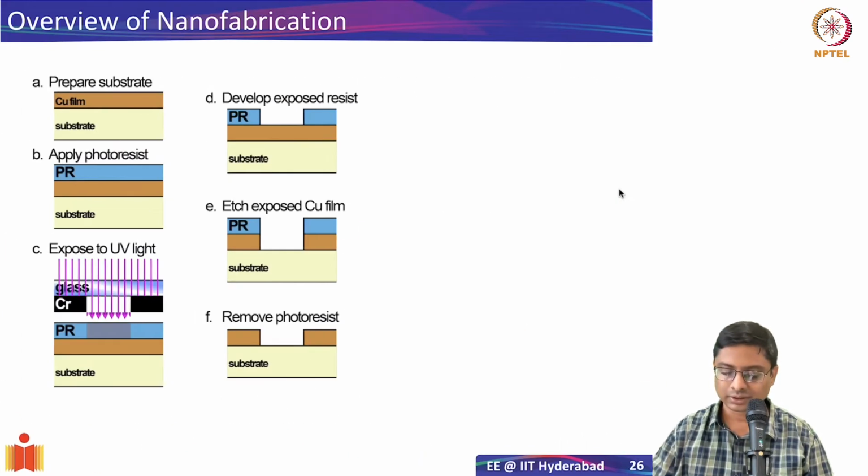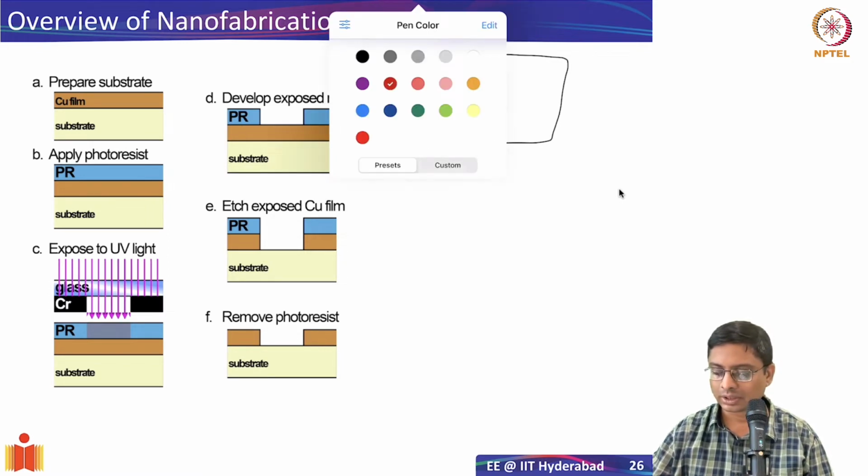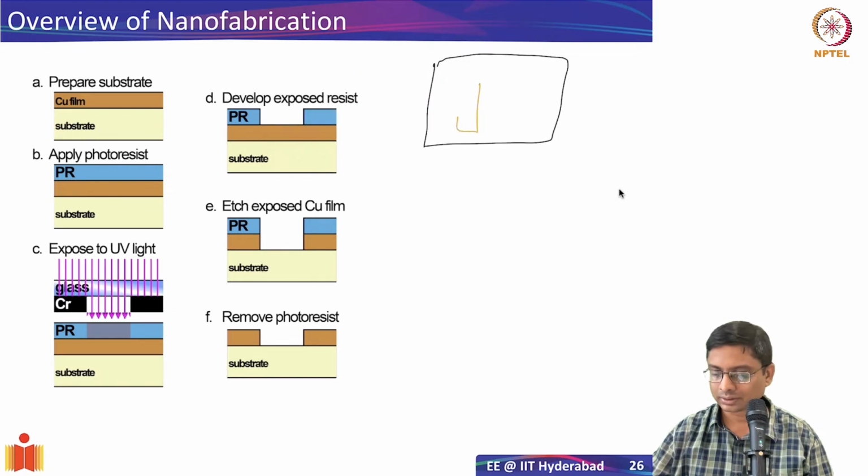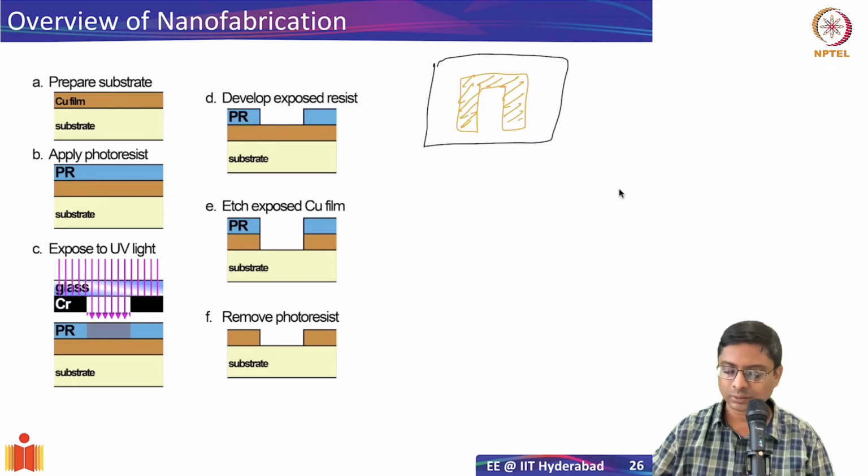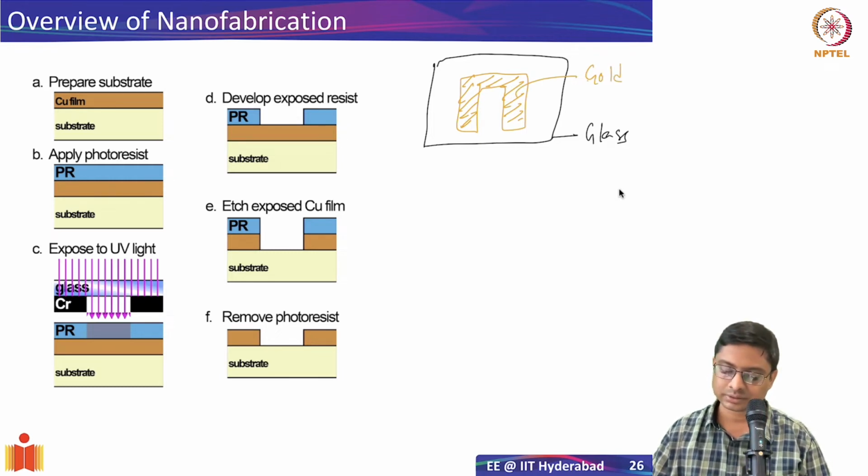So what I want is, let's say, a substrate. On that I want to have gold, let's say a gold splitting resonator like this. So let's say I want this substrate to be glass, and this thing should be gold, and I want it to be small in size. So maybe this is a 1 micron gap.